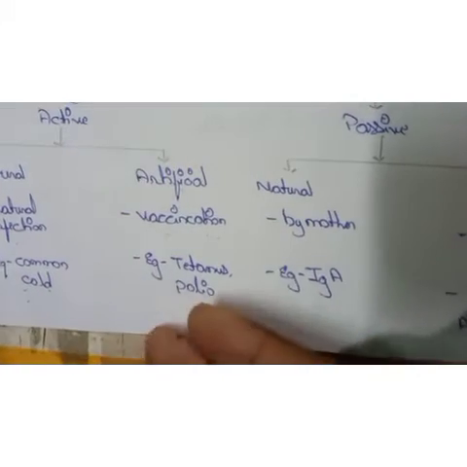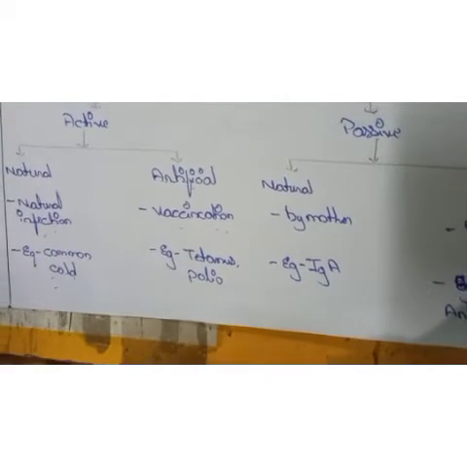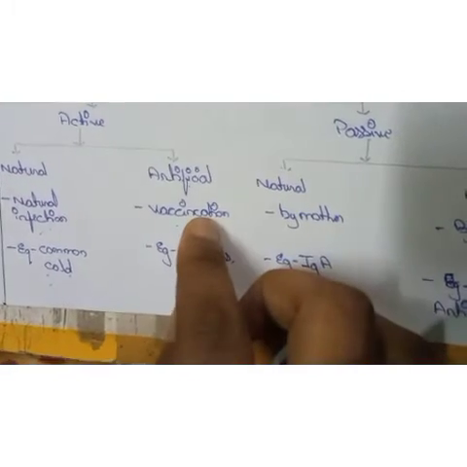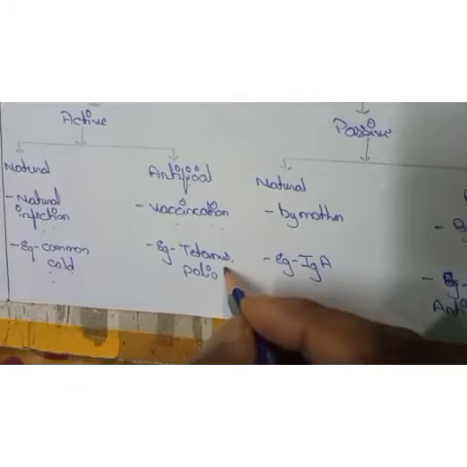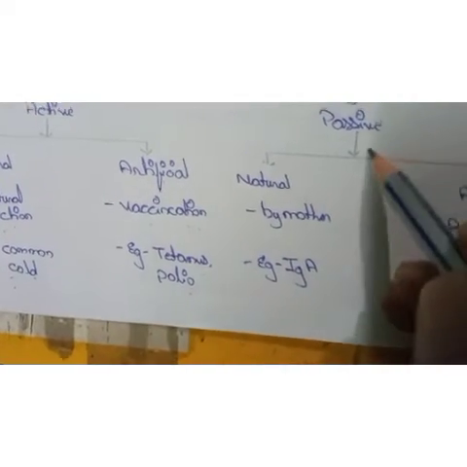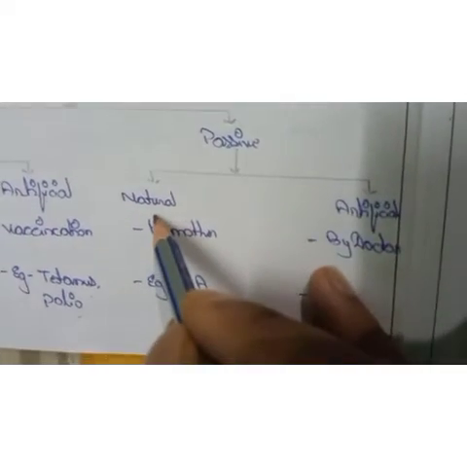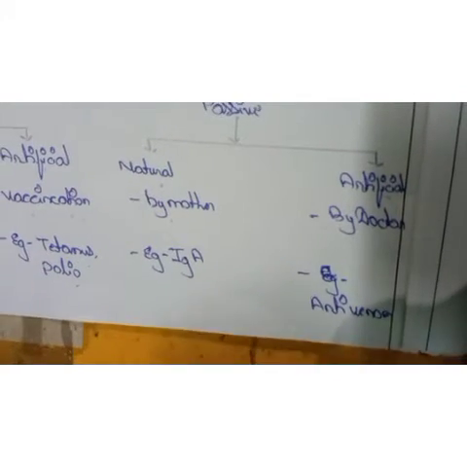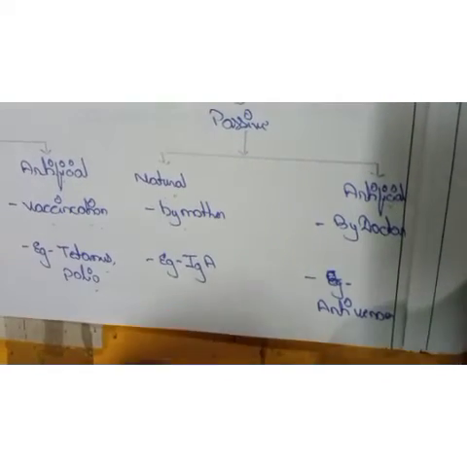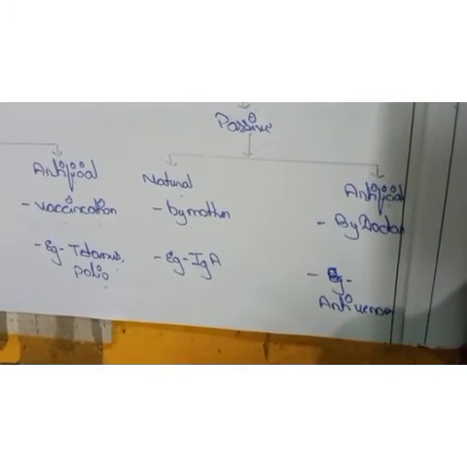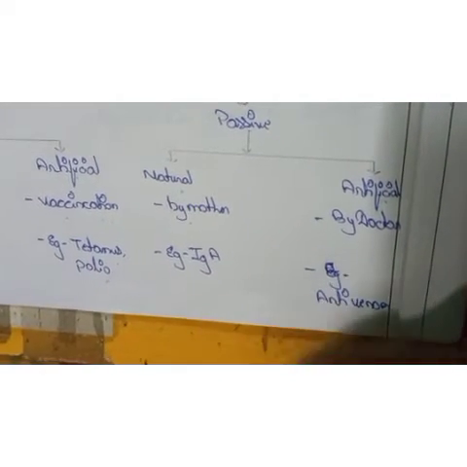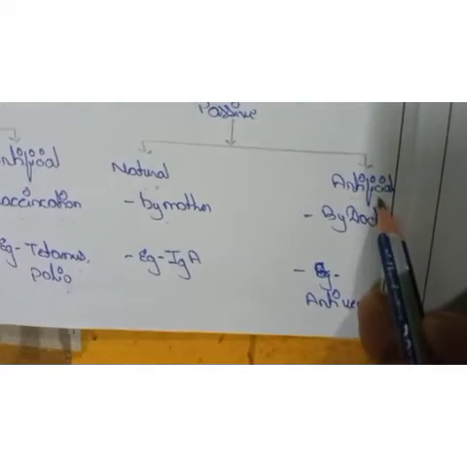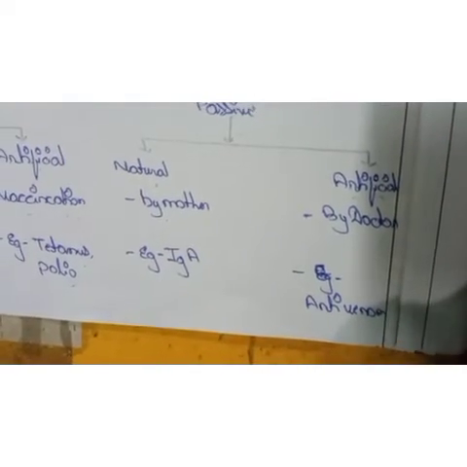For the last 2 years the pandemic has been going on throughout. For this we can take artificially acquired immunity by vaccination, like tetanus and polio. Then in passive there is also natural and artificial. Natural means from the mother. When a fetus grows in the uterus of the mother, it takes some immunity from its mother, its IgA. Artificial is by doctors.